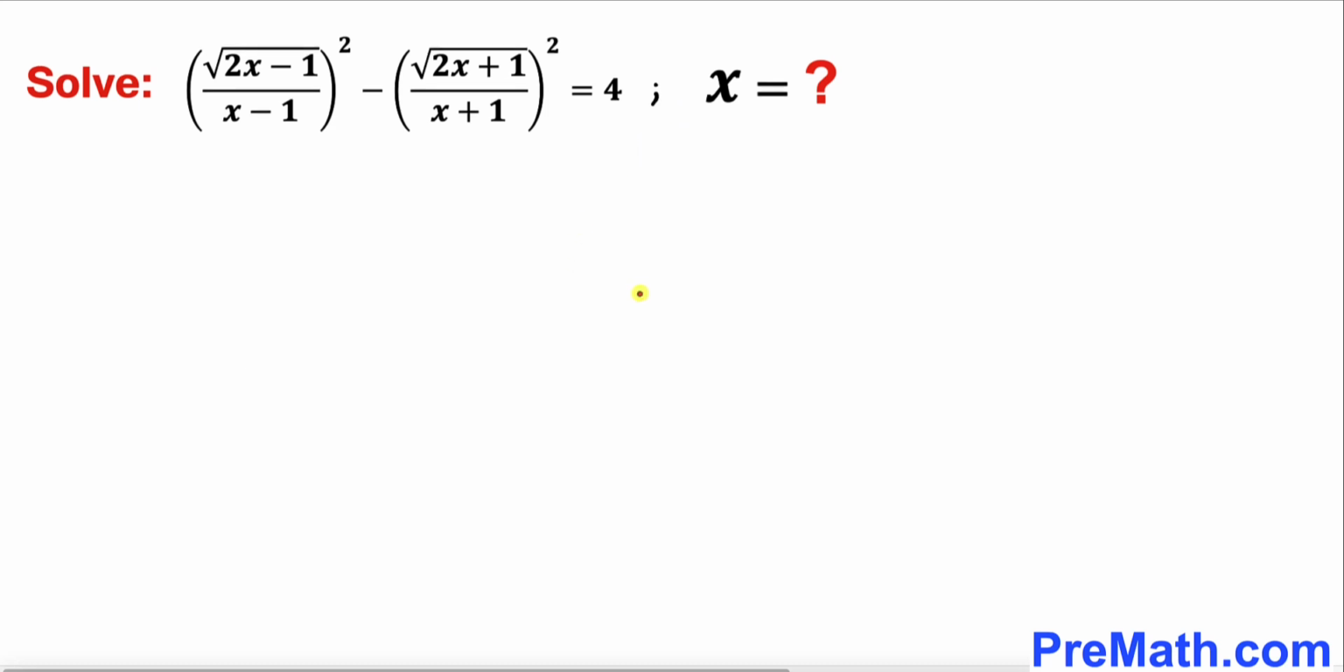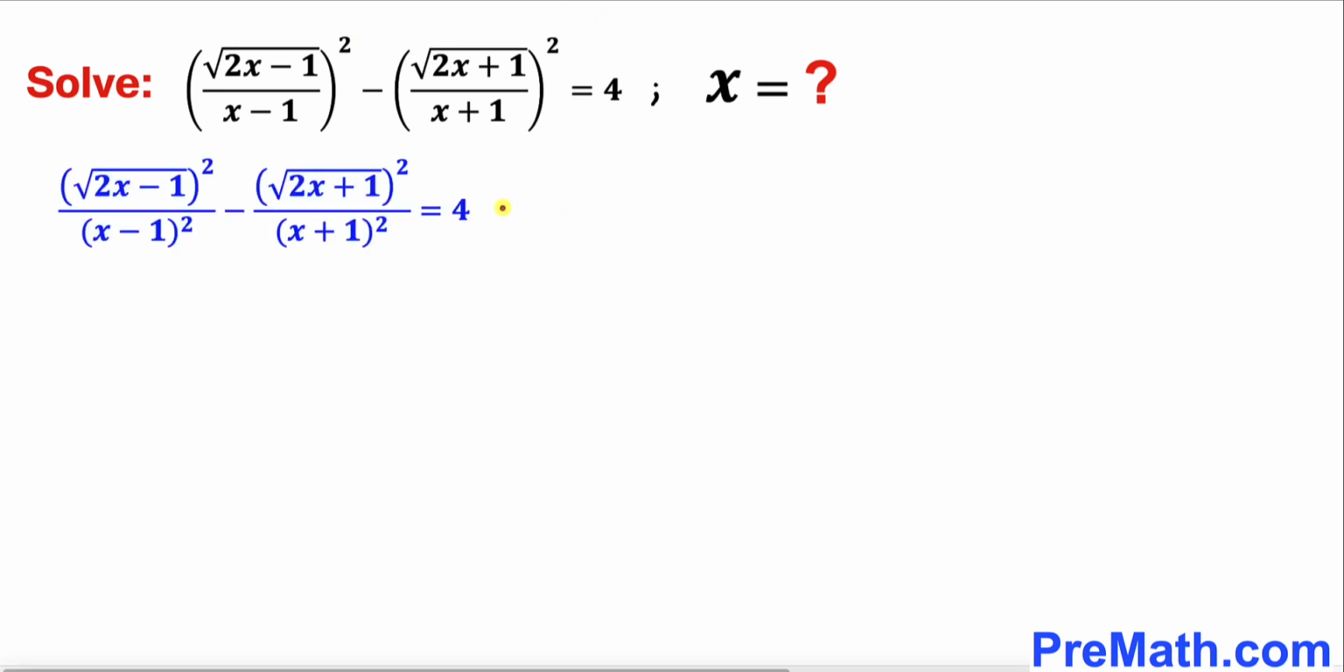So let's go ahead and get started with the solution, and here's the very first step we are going to take. Let's look at these two fractions, and we're going to apply this square on both of them. As you can see in this next equation, I wrote down square root of 2x minus 1 whole square divided by x minus 1 whole square for the first fraction, and likewise for the second fraction. And now we can see this square and square root undo each other. Likewise, this square and square root undo each other as well.